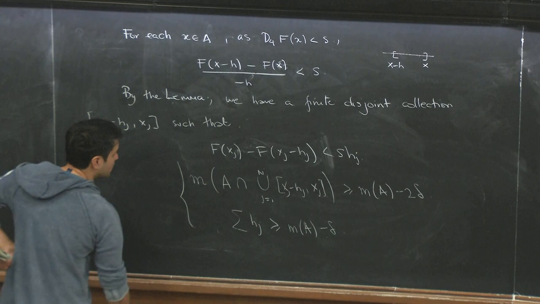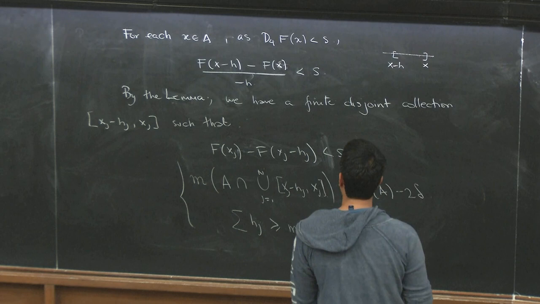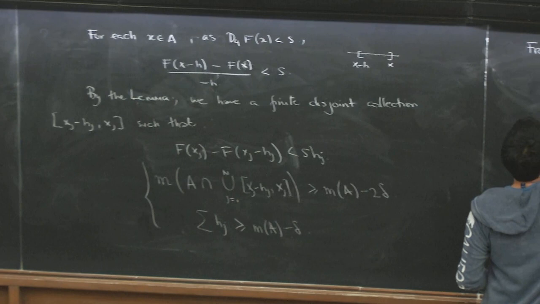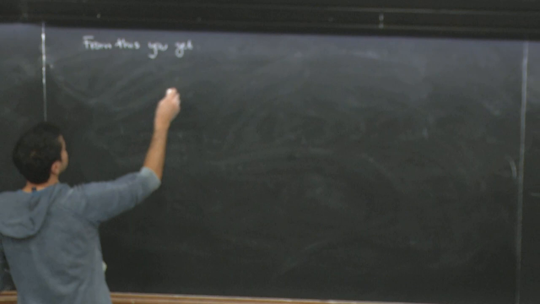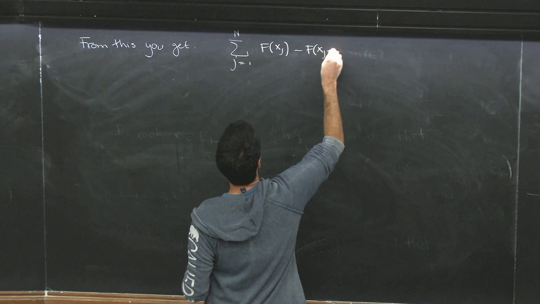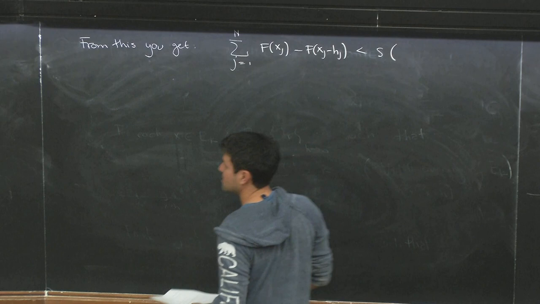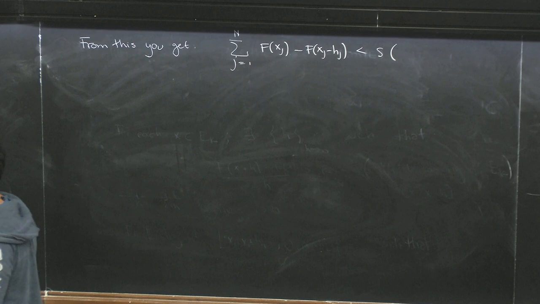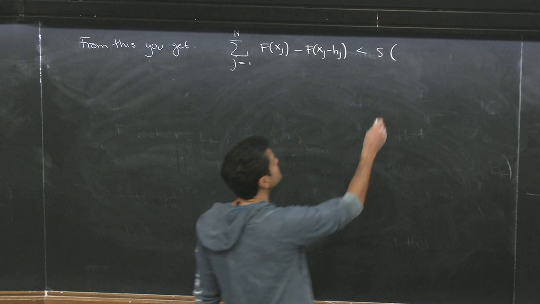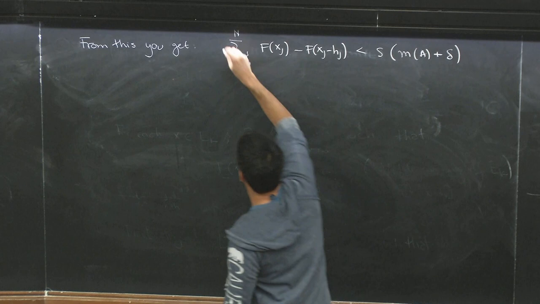Once you have this, the idea now is to add these up. You get that the sum from j equals 1 to n of f of xj minus f of xj minus hj loses to S times the sum of the hj's. Sorry, I want the other inequality here. I want S times the measure of A plus delta.